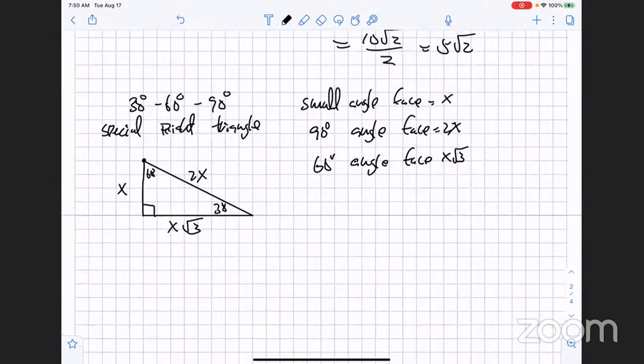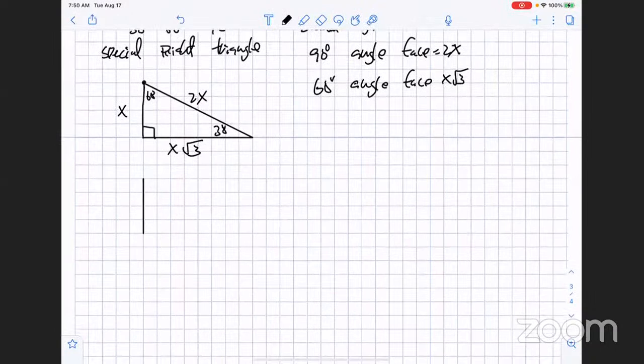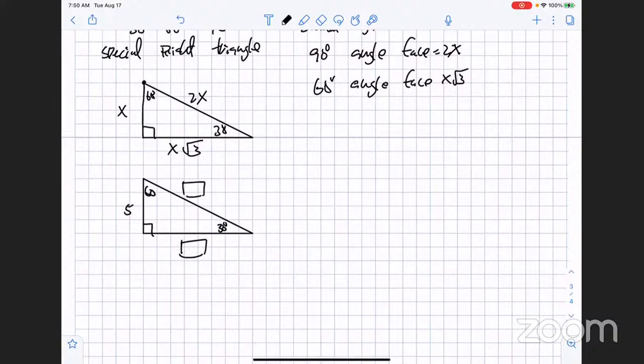With that being said, now, what if I have a right triangle like this? So we got 30 degree, 60 degree, 90 degree. And let's just say this side is 5. What will this be, and what will this be? Well, if we know the 30 degree is facing the 5, so 5 must equal x. Now, the biggest angle is going to be 2x. 2x is equal to 10, so therefore the side is 10.